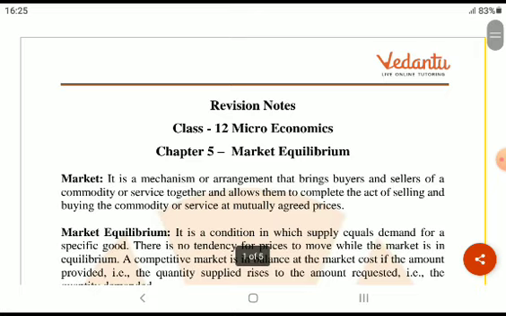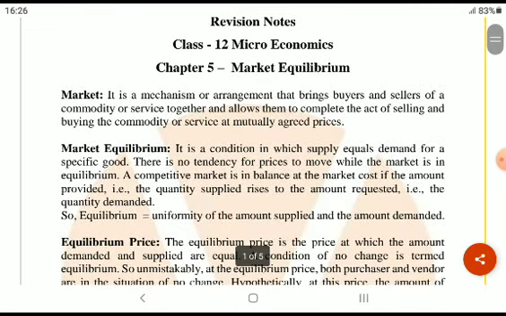Okay friends, this was your chapter microeconomics, market equilibrium.